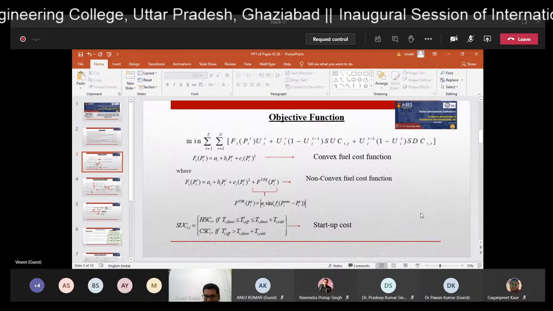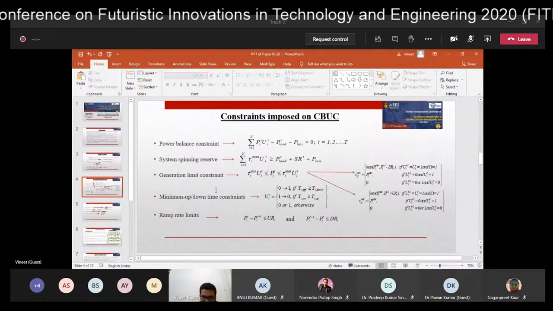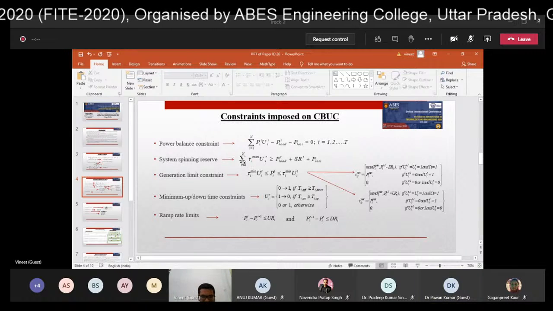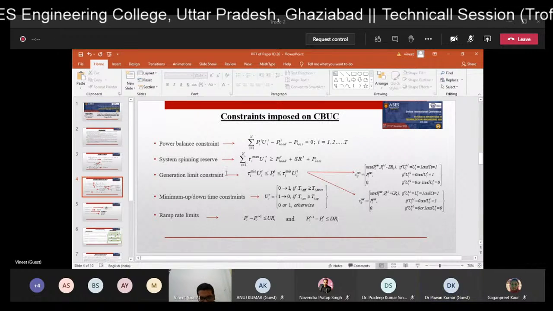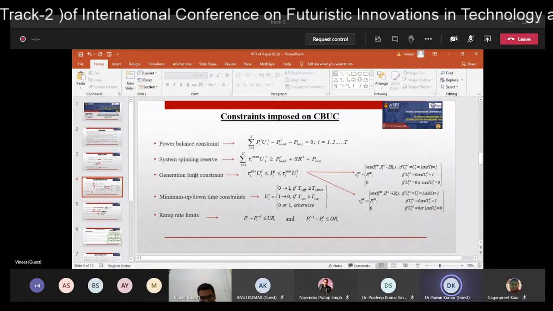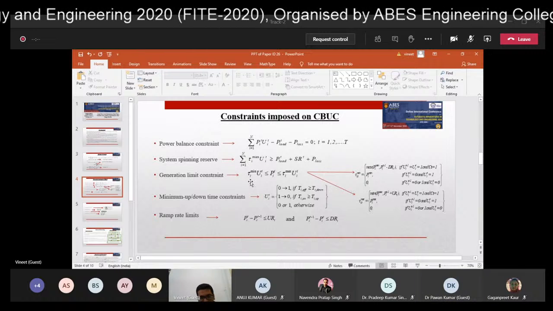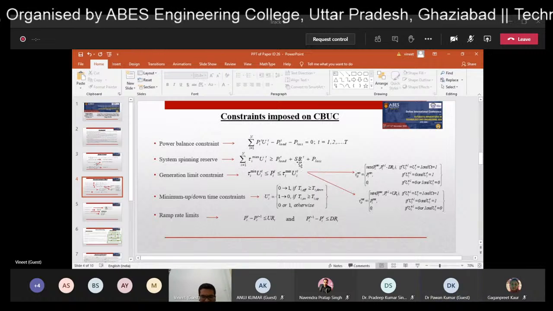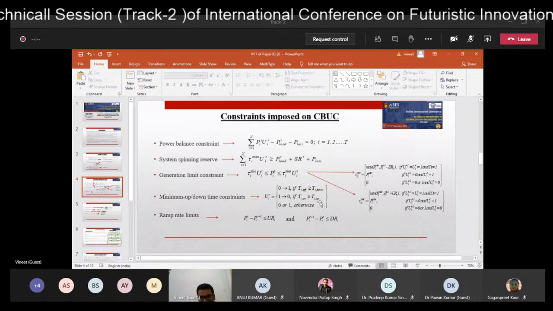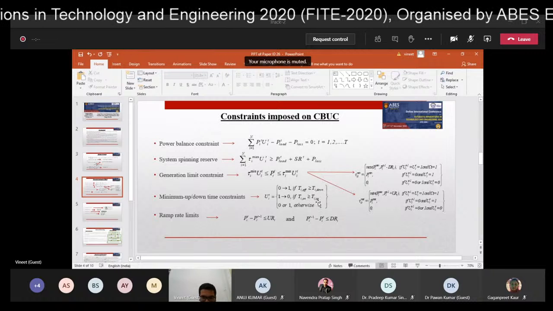So this is the basic objective function, and these are the constraints which are imposed on the cost-based unit commitment problem. Now, the first one is simple, the power balance constraint, and the second one is the spinning reserve, how much is kept in reserve, allocated to the total demand, and these are the generation limits. Generation limit is in the range of minimum to maximum, and this is the important constraint in the unit commitment problem: how much time period the unit is off and how much time period it is on.